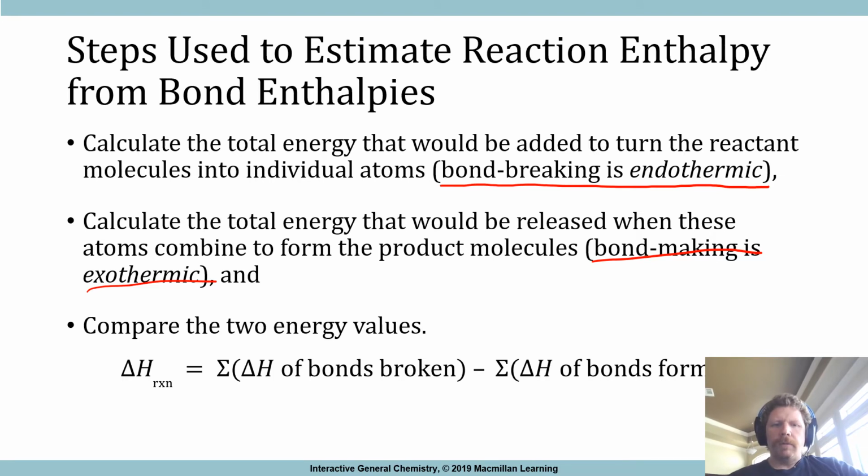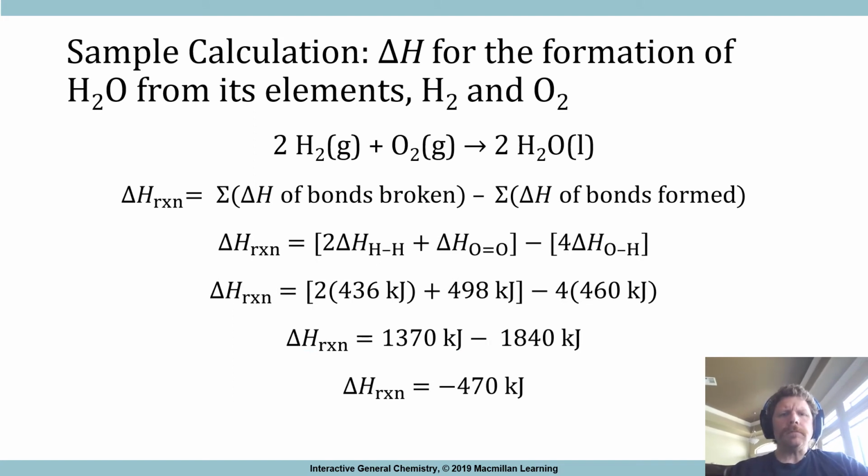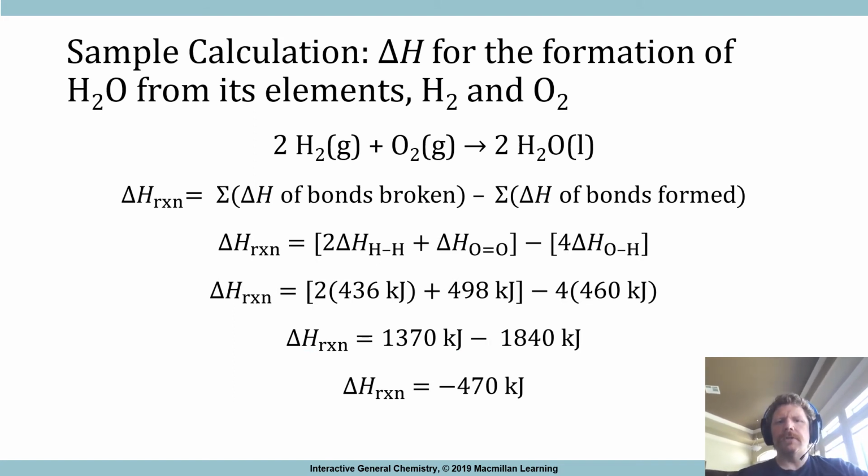So effectively what we get is this equation right here. Delta H sub Rxn, the enthalpy of our reaction, is equal to the sum of the enthalpy changes of our bonds broken minus the sum of the enthalpy changes of our bonds formed. So a sample calculation for this would be looking at this reaction right here: H2 plus O2 yields 2H2O.